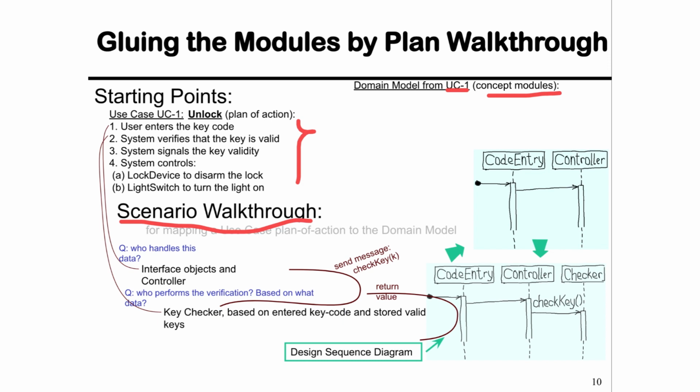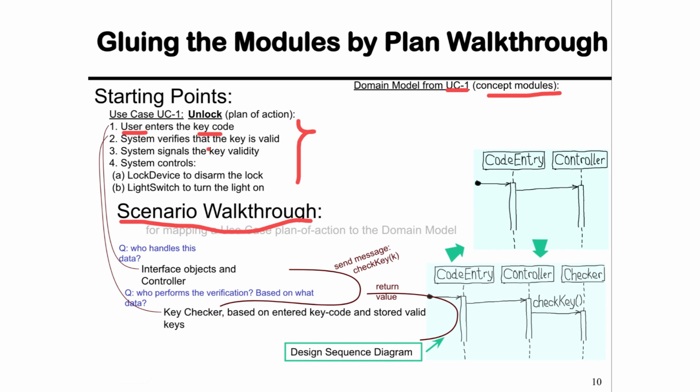The first one, who handles this data? Okay, who handles this data? It comes from the first scenario in the use case, or the first action in the use case. It says user enters the key code, so user will be identified here.